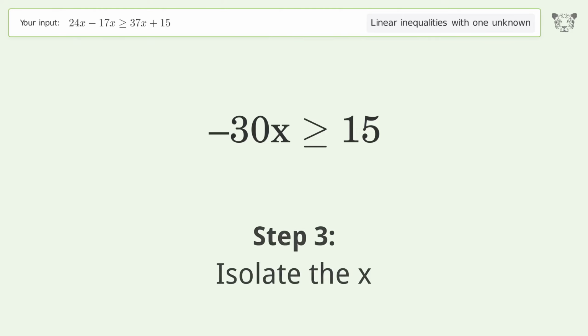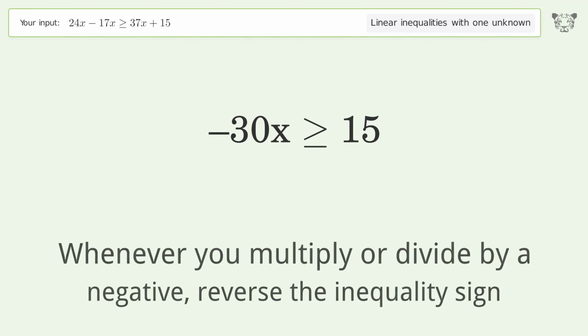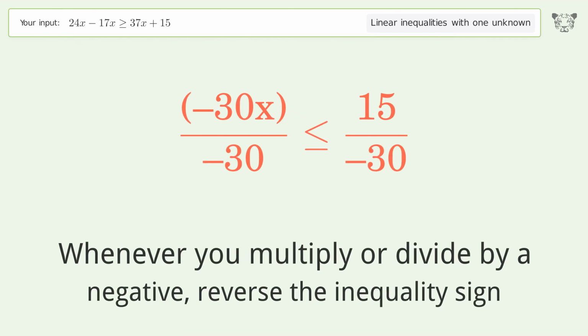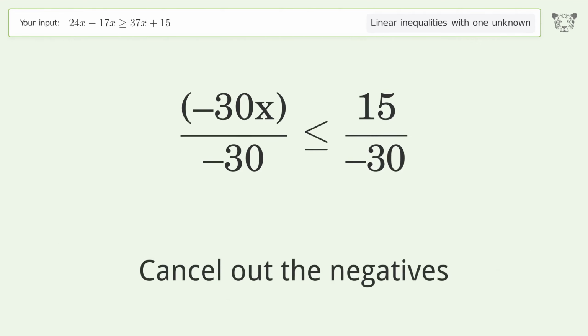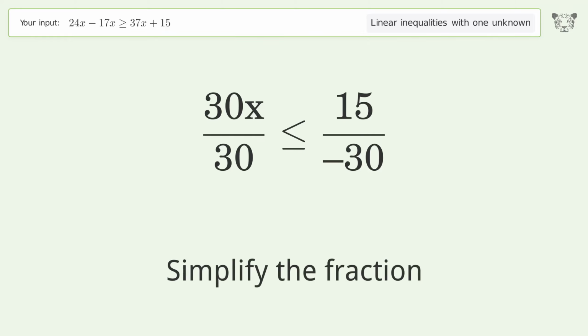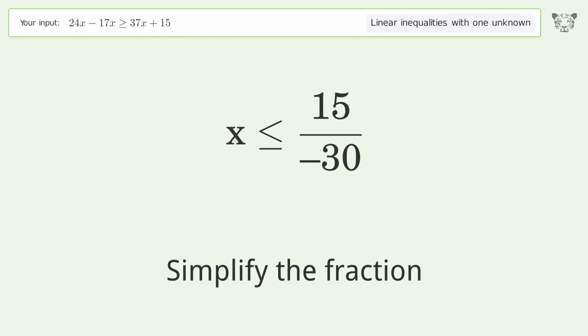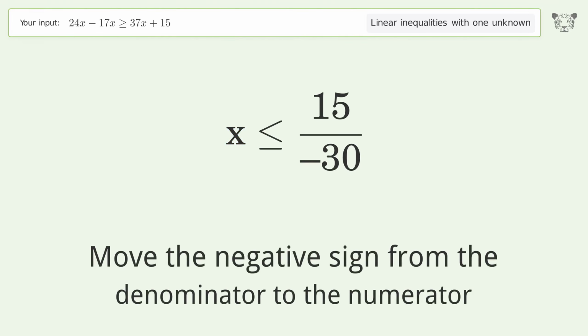Isolate the x. Divide both sides by -30. Whenever you multiply or divide by a negative, reverse the inequality sign. Cancel out the negatives. Simplify the fraction. Move the negative sign from the denominator to the numerator.